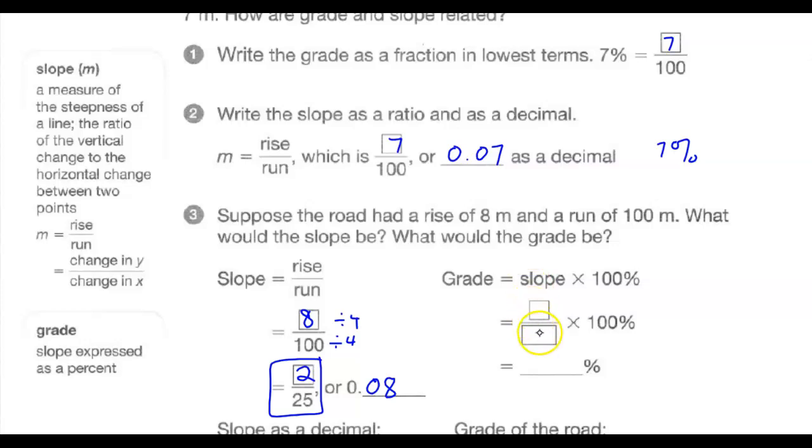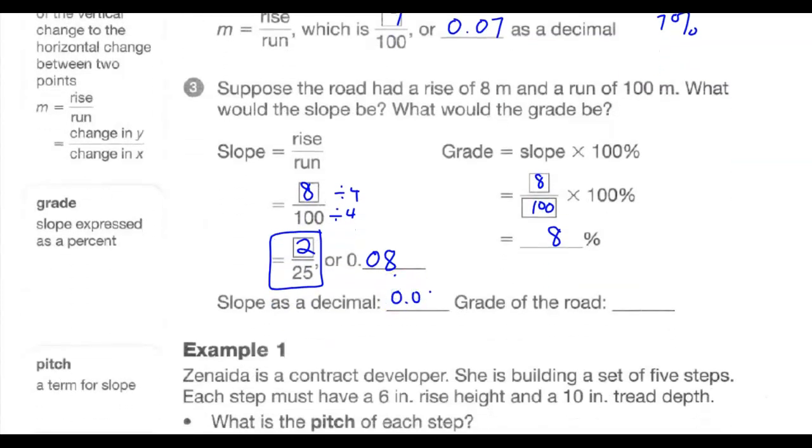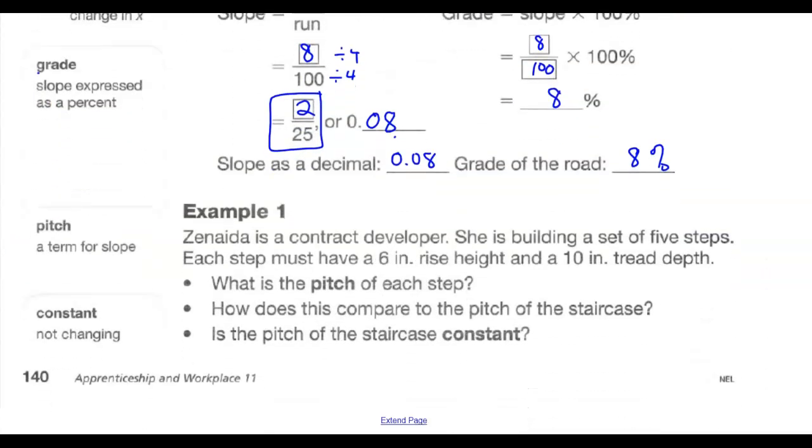Okay, and then for the grade, we can take that fraction, 8 over 100, and multiply by 100 to get 8%. So slope as a decimal is 0.08. As the grade then is 8%. Okay, so you can see here it also points out, as I said, grade is a slope expressed as a percent. Another word for slope is pitch. That's often used in building as well for roofs of a house or building, typically.